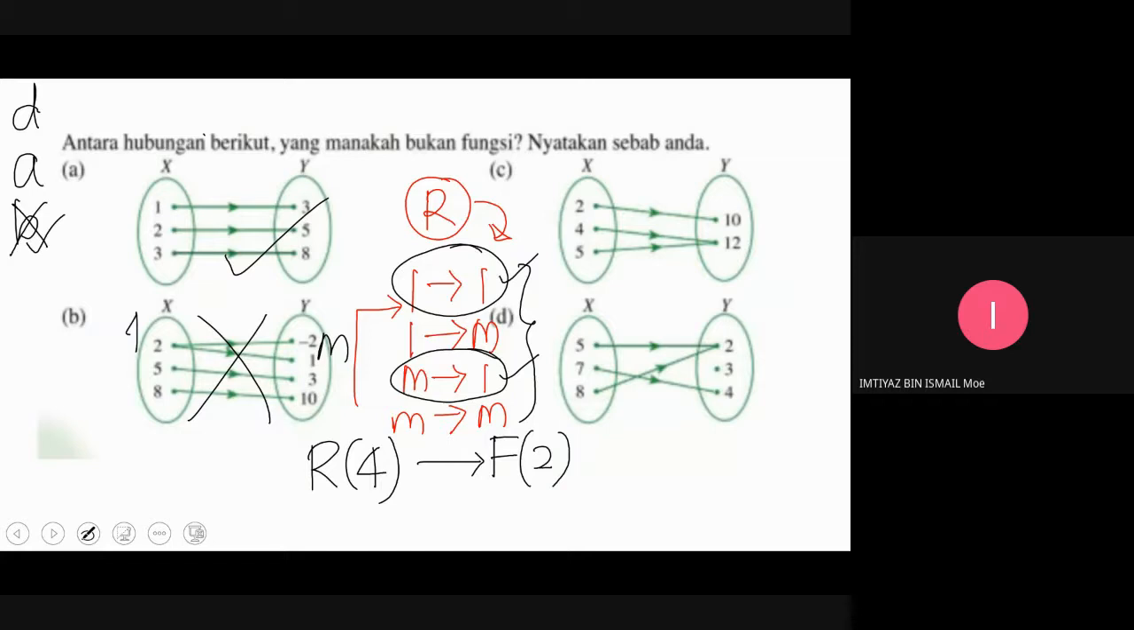Now we go to C. 2 to 10 means it's one to one. The element in X is 2, the element in Y is 10. So for the first pair, this is one to one. And then 4 to 12 and 5 to 12. This one has many. More than one means many to one. So is many to one a function?